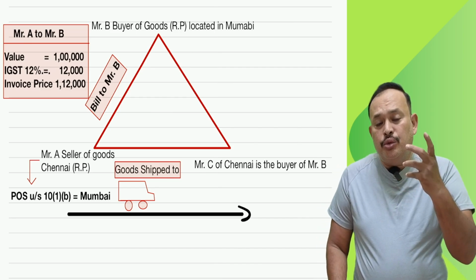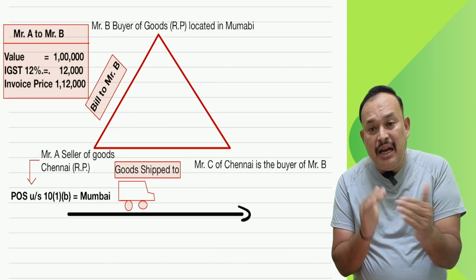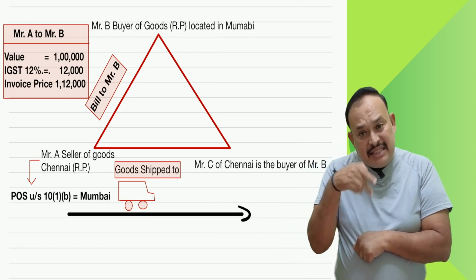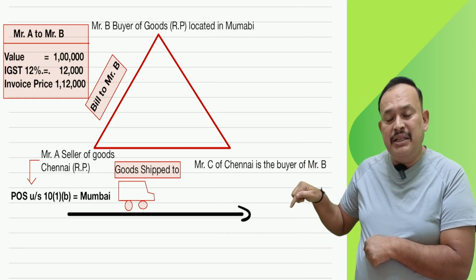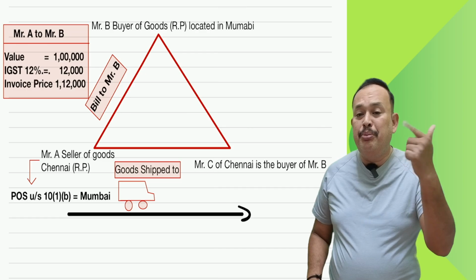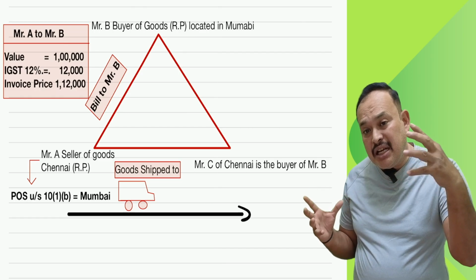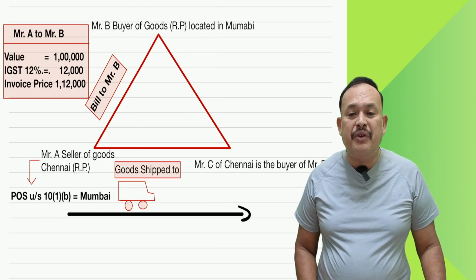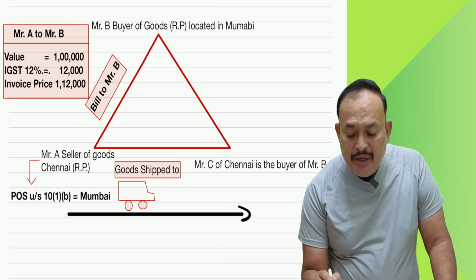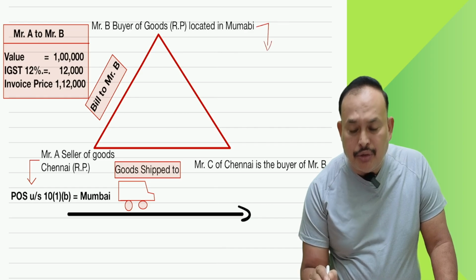Now coming to the transaction between Mr. B and Mr. C. Because Mr. B is a seller, Mr. C is the buyer. So Mr. C of Chennai is the buyer of Mr. B. So B is the seller and C is the buyer. For that transaction, what is the place of supply for Mr. B? That is also important to note.